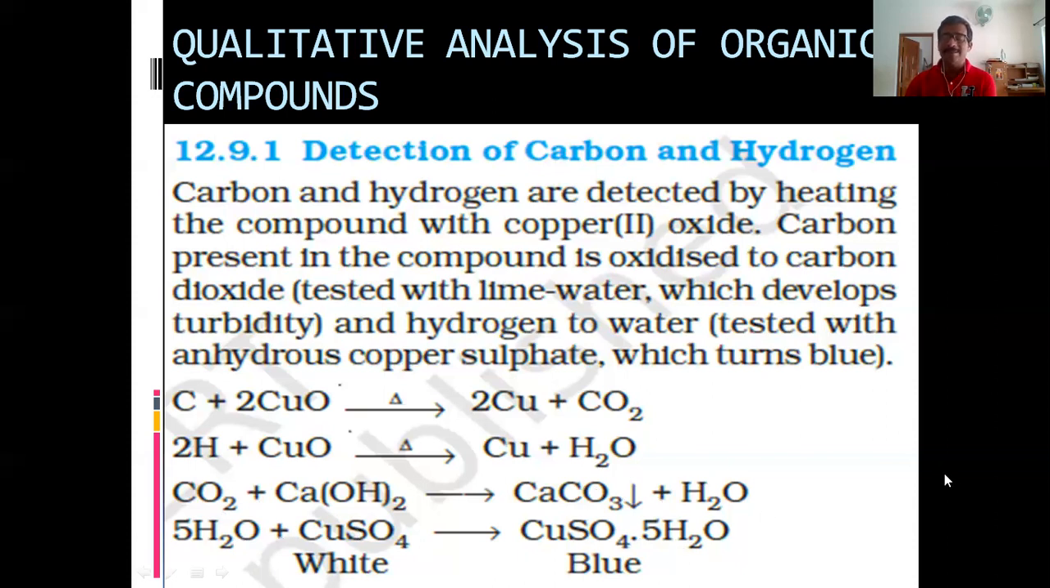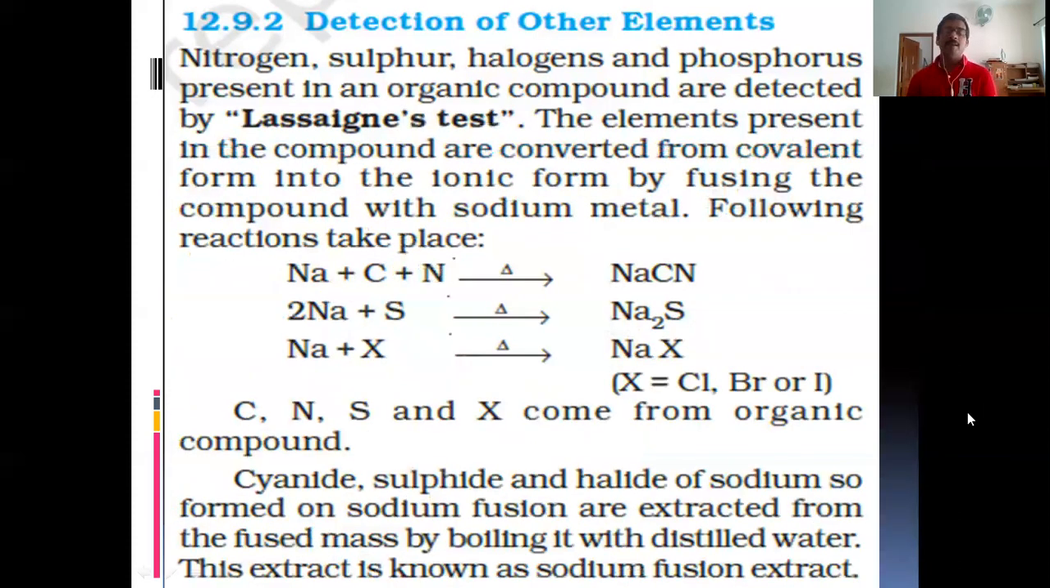Now, to detect the presence of other elements in the compound, we have to convert the different elements in the organic compound to ionic compounds. Otherwise, it is very difficult to identify their presence. And that is done in the Lassaigne's test.